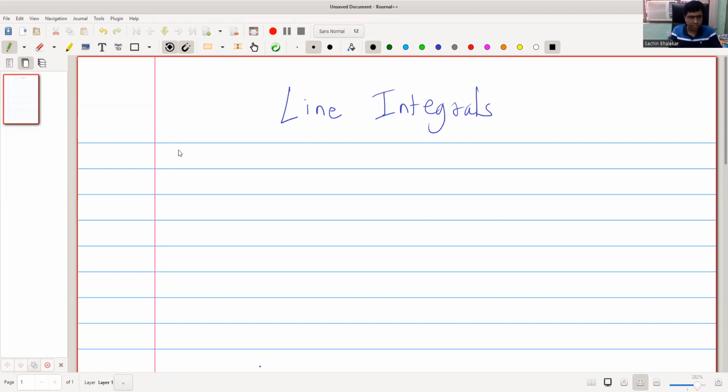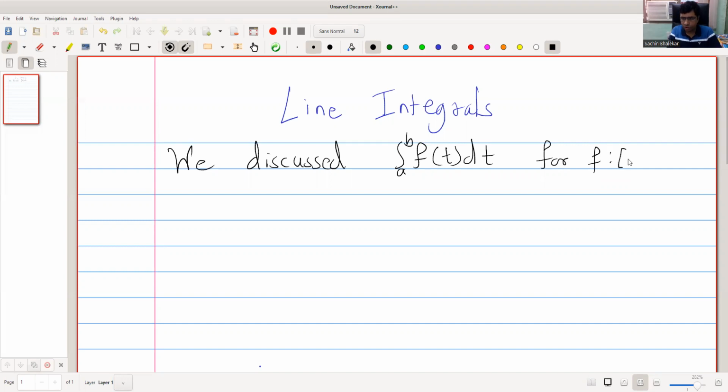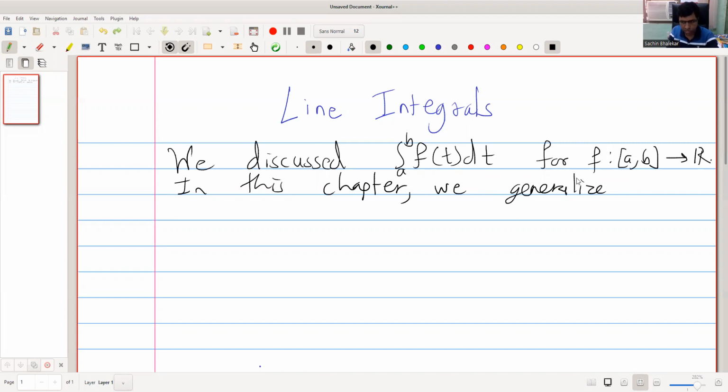So we discussed integrals of the form, say, integral from a to b of f of t dt, for f from the interval [a, b] to R. In this chapter, we generalize this integral.